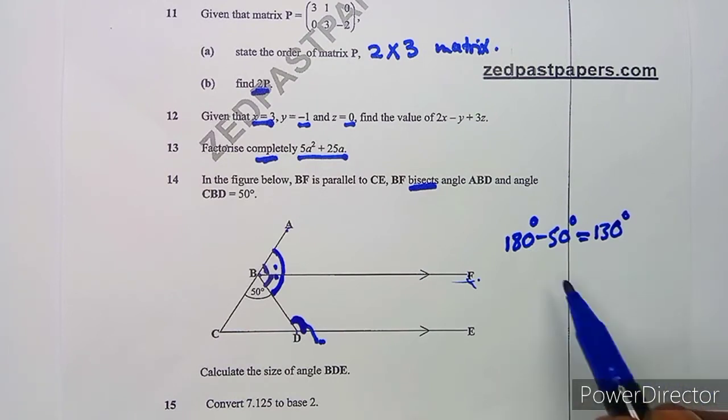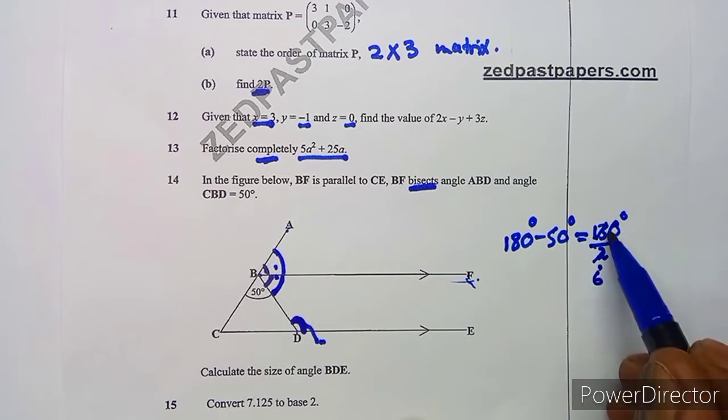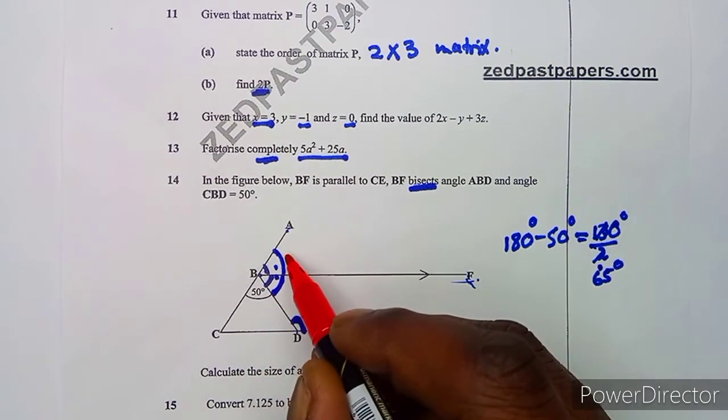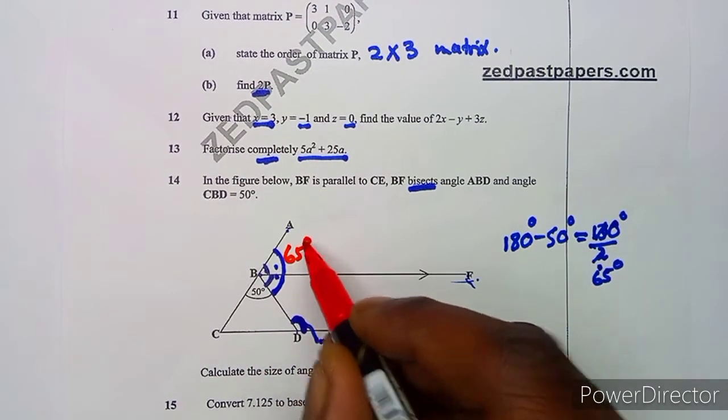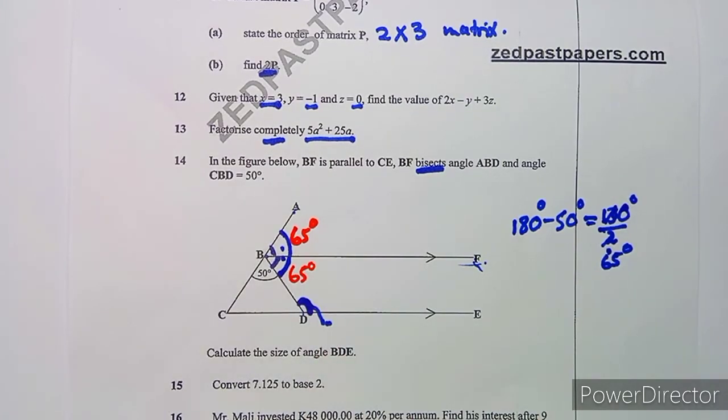Whatever I get here, I'm going to divide by 2, which is going to give us 65 degrees. So that means this angle here is now divided into 2. It's now 65 degrees here, 65 degrees here. How is this helping us?